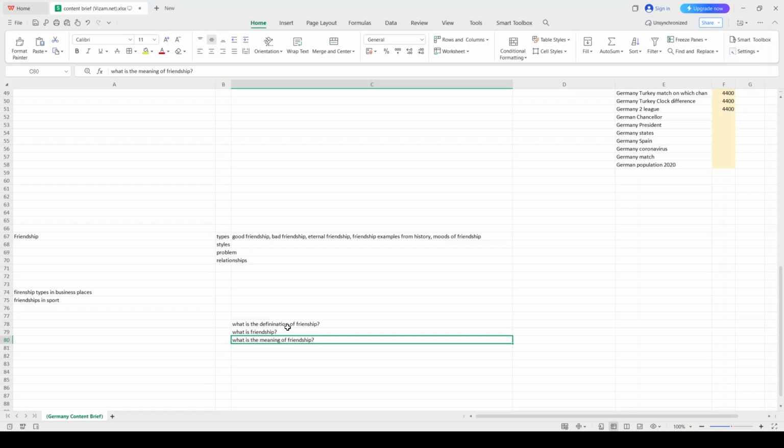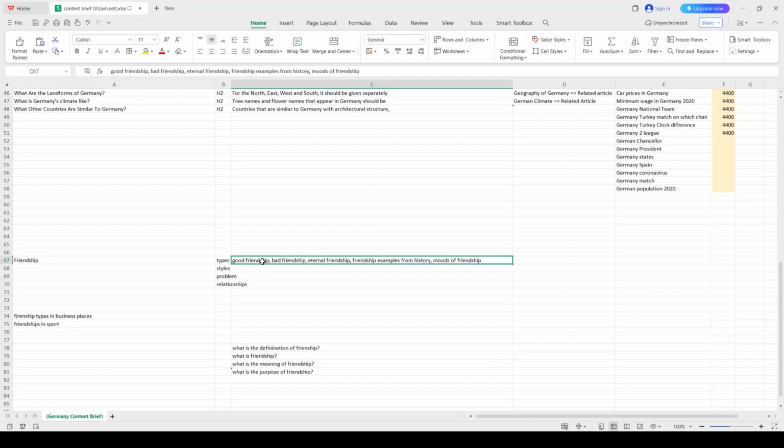So in this case, you can go like, what is the purpose, the benefits of friendship? Is it good or bad? Eternal friendship is long term or short term or eternal. We can give examples of friendships from history, and what are the different types of mood for the different types of friendship. You can ask for them.